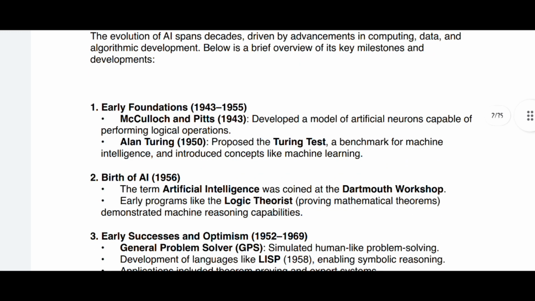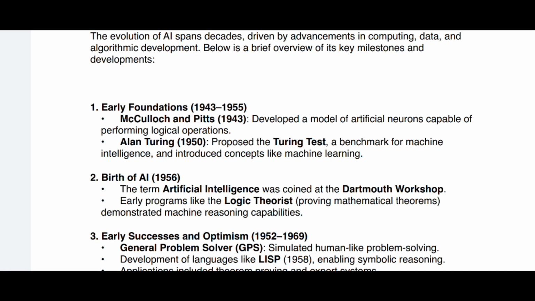Early foundation: McCulloch and Pitts in 1943 developed an AI model, a model of artificial neurons performing logical operations. McCulloch and Pitts in 1943 developed our foundation, from which we can get an idea about artificial neurons, and then we started research on artificial neurons.